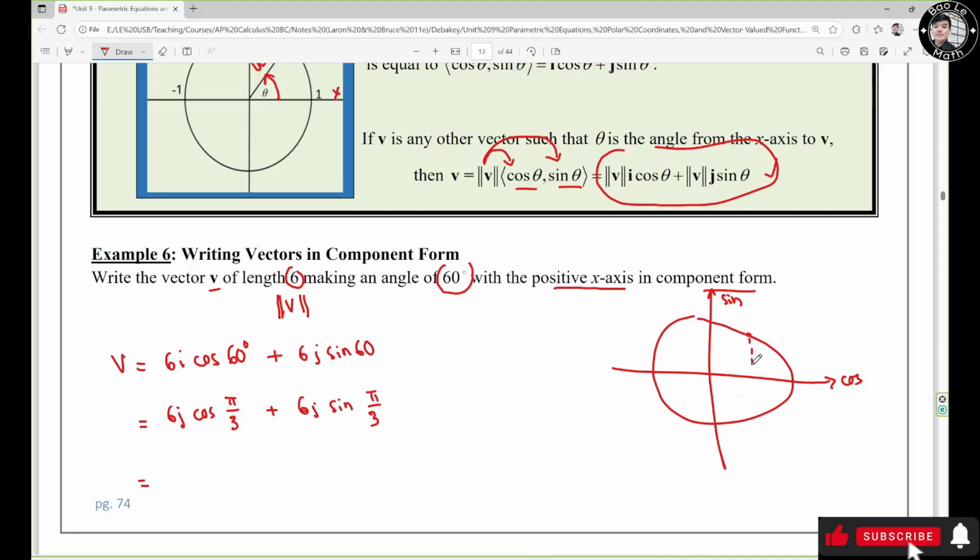So if you project down to the cosine function, it's actually 1/2, right? So you have this one right here must be i. 6i times 1/2 plus 6j sine pi over 3, project down to the y-axis is going to be root 3 over 2, right? Times root 3 over 2. So you're going to simplify, it's going to be 3i plus 3 root 3j.